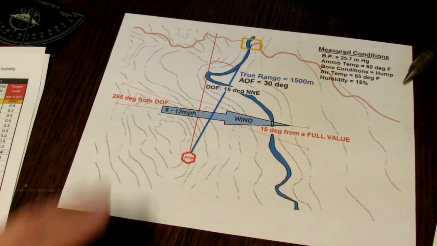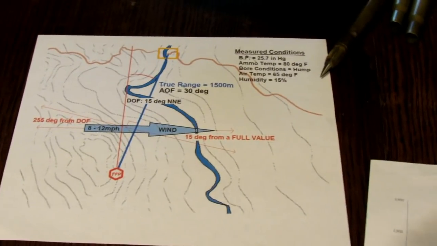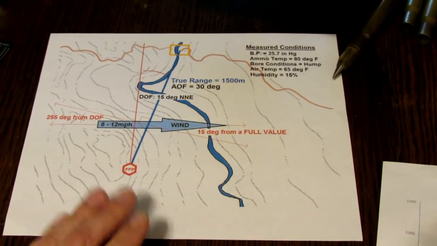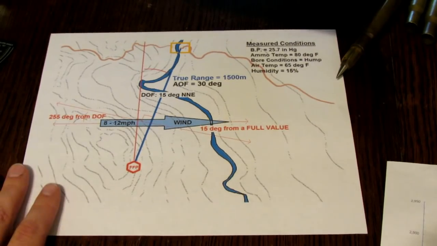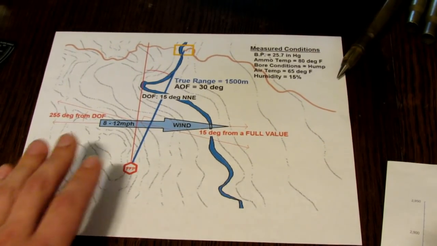But here's our first scenario that we're going to use for an example. This is a topographical map I kind of made up of a potential target area, okay?